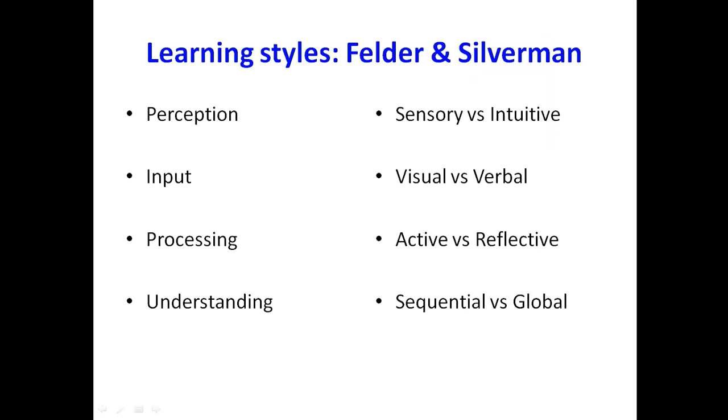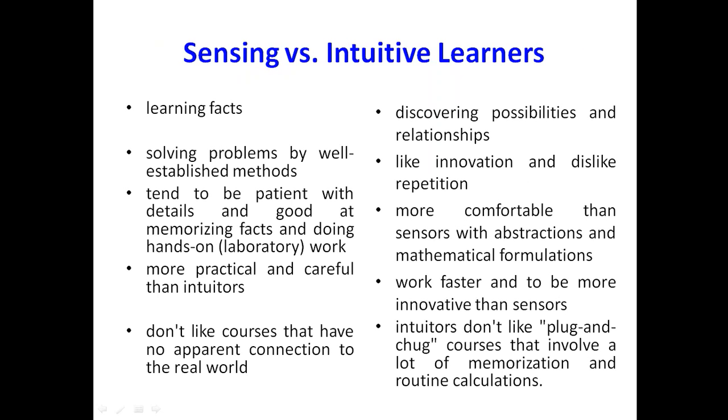And here you can see that on the basis of how the person perceives the information, the categorization is sensory versus intuitive. On the basis of what kind of input they prefer, you can classify the students into visual and verbal. On the basis of how individuals process the information, they can be classified into active and reflective. And then how they understand, whether they go step by step following logical sequencing, or they learn globally. So they classified into sequential and global. So here you can see the major differences between the people who are labeled as sensing and the people who are labeled as intuitive.